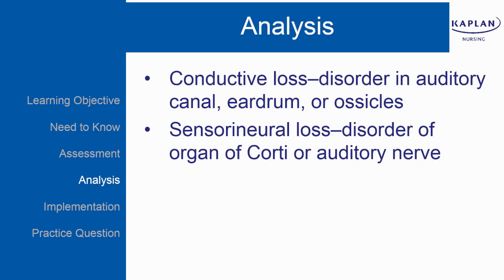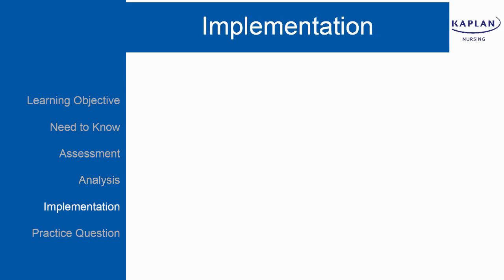Presbycusis is a type of sensory neural loss that occurs as a result of the aging process. Your client could also have mixed hearing loss, which is a combination of both. In taking care of the client with hearing loss, let's talk about some measures that we would use for a client who's having conductive hearing loss.